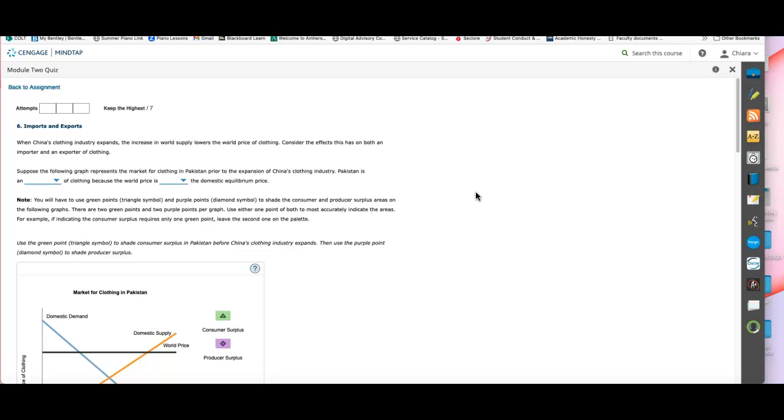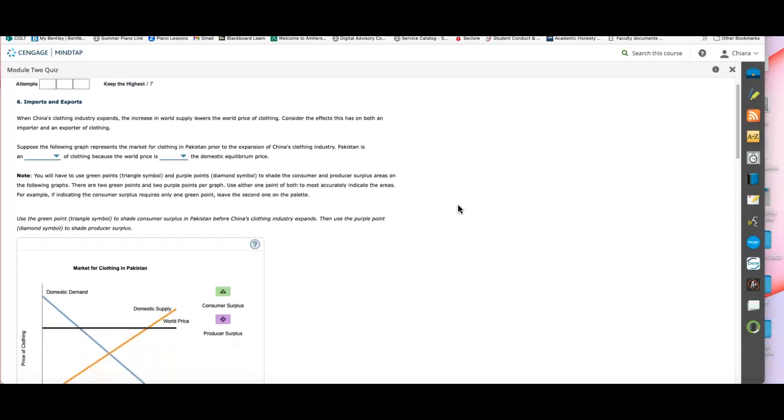And in a country, we don't have two goods, but we have multiple goods. So in this case, now we're going to start looking at how we apply it. When China's clothing industry expands, the increase in the world supply lowers the world price of clothing. Consider the effects this has on both an importer and an exporter of clothing. Suppose the following graph represents the market for clothing in Pakistan.